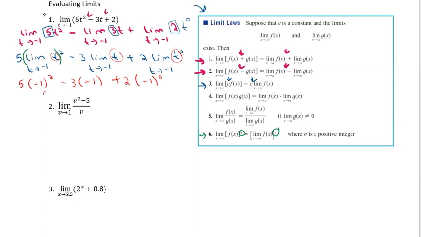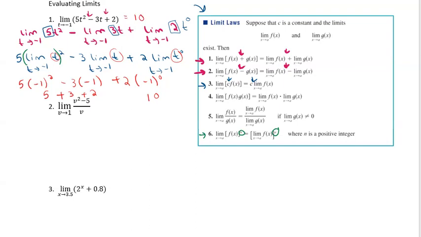1 times 5 is 5. 3 times -1 is +3. Any non-zero number to the 0 power is 1. So this is going to look like 2 times 1. So that's 2. So 5 plus 3 plus 2, that gives us 10. So that means the limit as t approaches -1 of this function will equal 10.